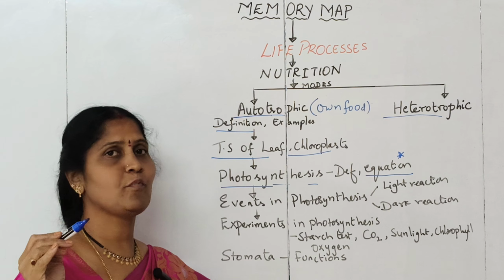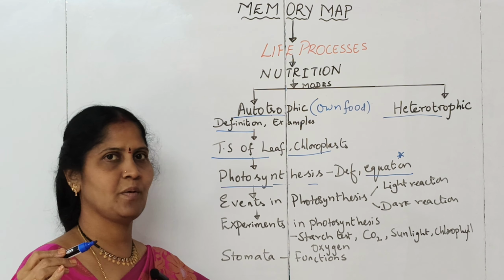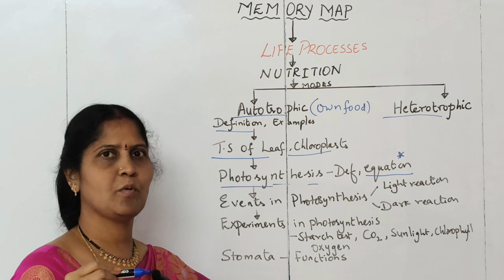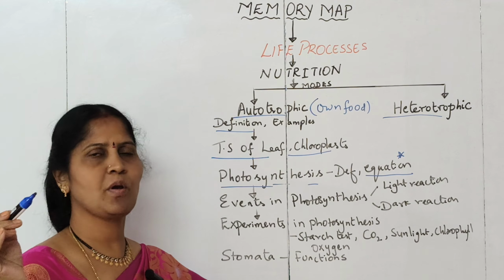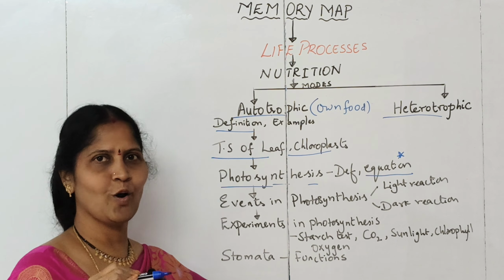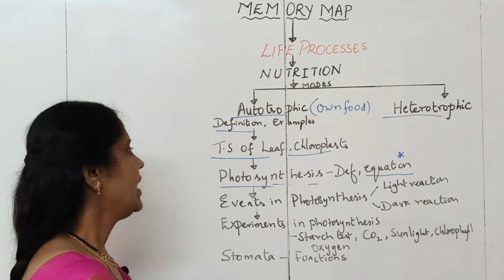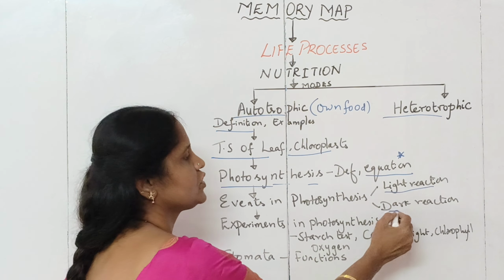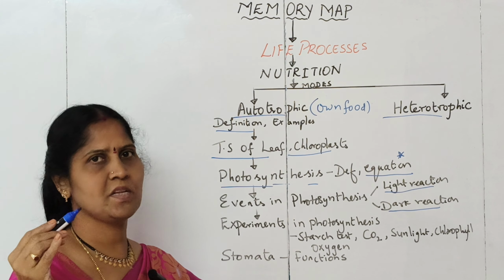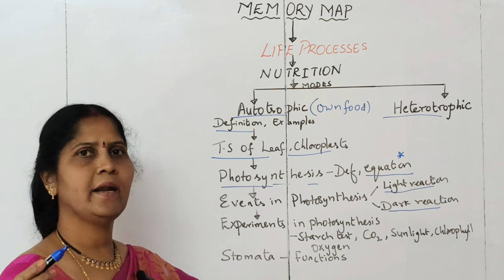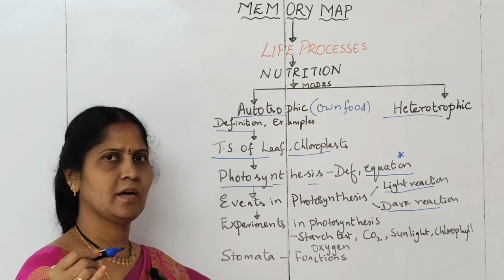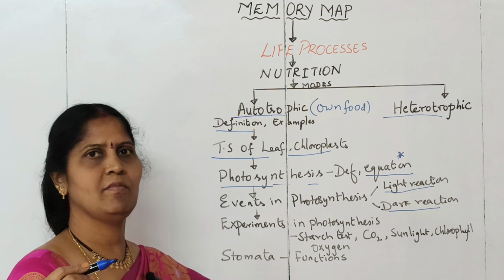We have discussed that photosynthesis has three events, if you remember: excitation of the chlorophyll molecule, conversion of light energy to chemical energy and splitting of water molecules, and reduction of carbon dioxide to carbohydrates. And we have seen that the first two events are called light reaction because they take place in the presence of light, and the third event is called the dark reaction or the Calvin cycle.